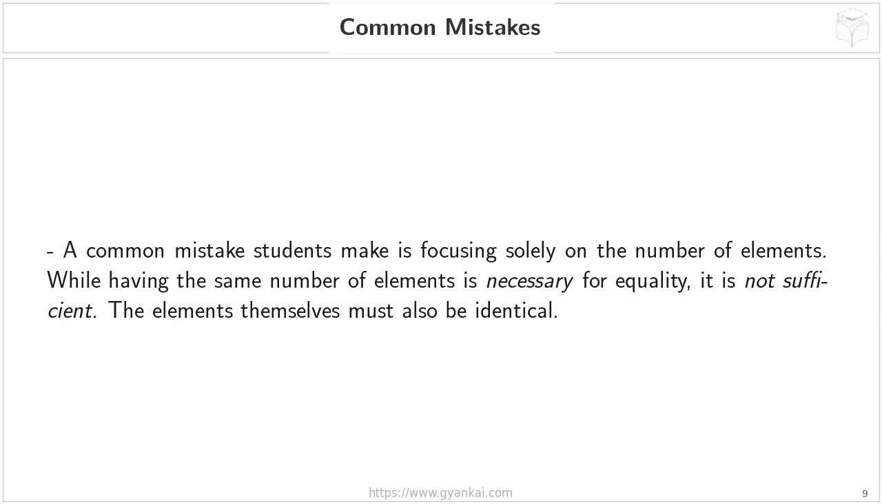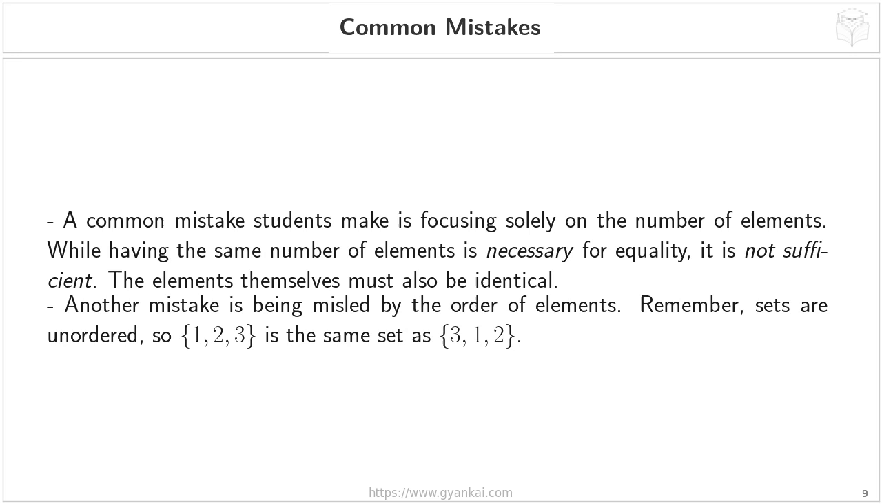But as we saw in example 3 and 4, just having the same number of elements isn't enough to guarantee the sets are equal. You also need to confirm that every single element in one set is also present in the other. If even one element is different, the sets aren't equal. So, checking the number of elements is a necessary condition, but it's not enough on its own. It's not sufficient.